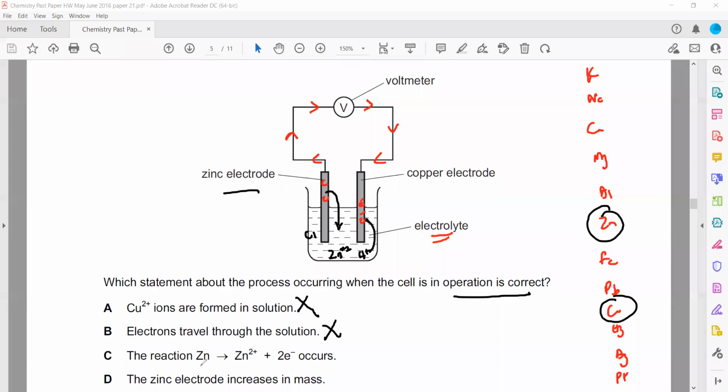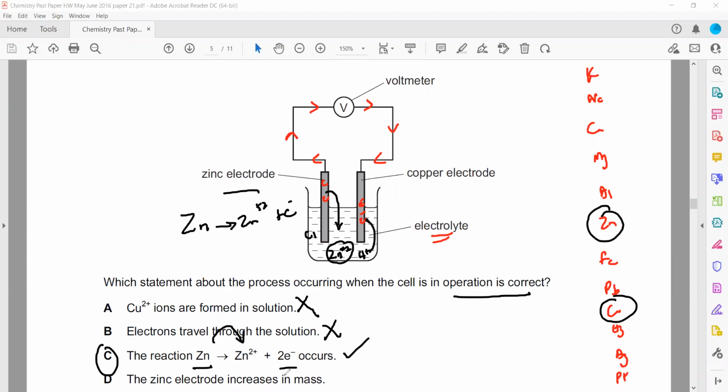The reaction, zinc atom changes to zinc ion by loss of electrons, that is true. As you can see, zinc is more reactive. So what happens? The zinc atom loses its electron and turns into a zinc ion. The zinc ion enters the electrolyte and the electrons which are lost will travel in the circuit. So C is the right answer.